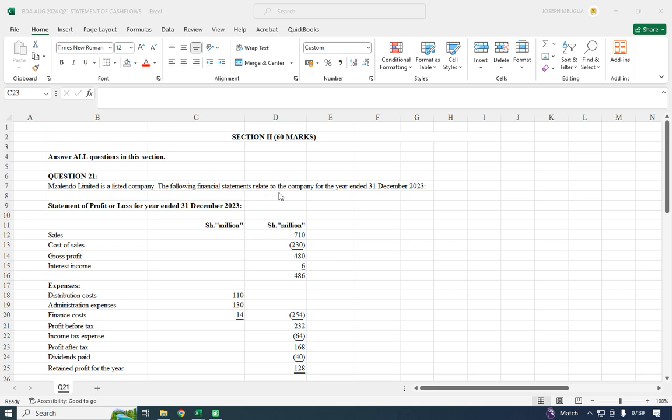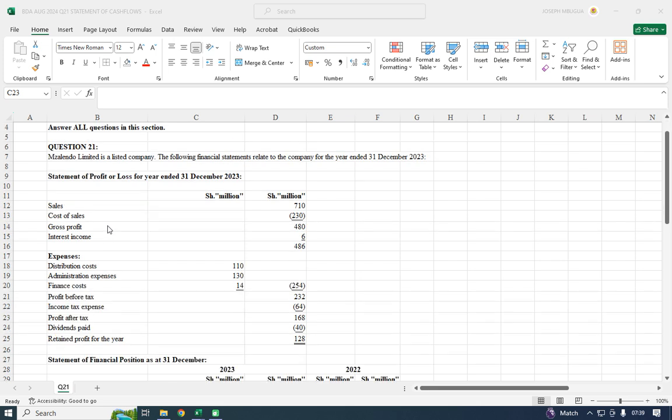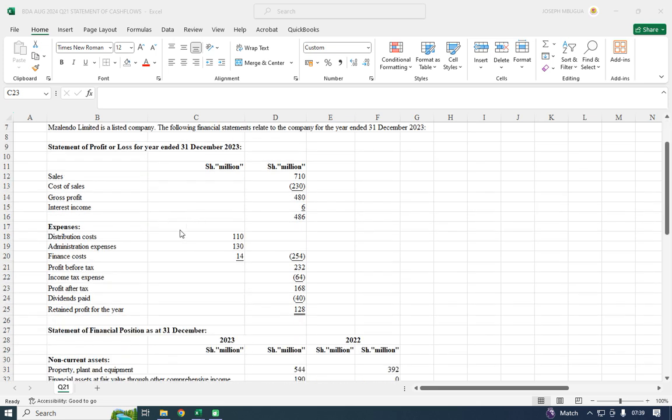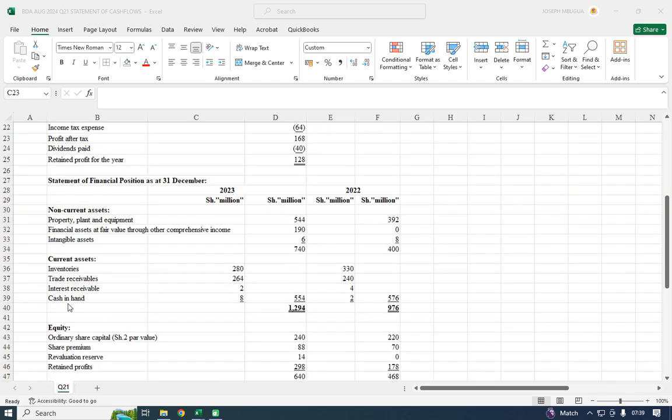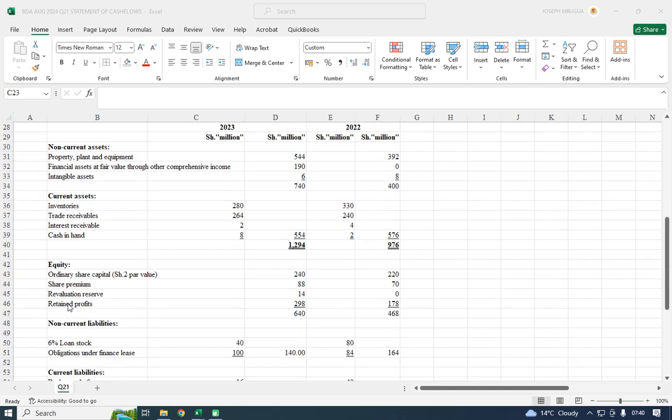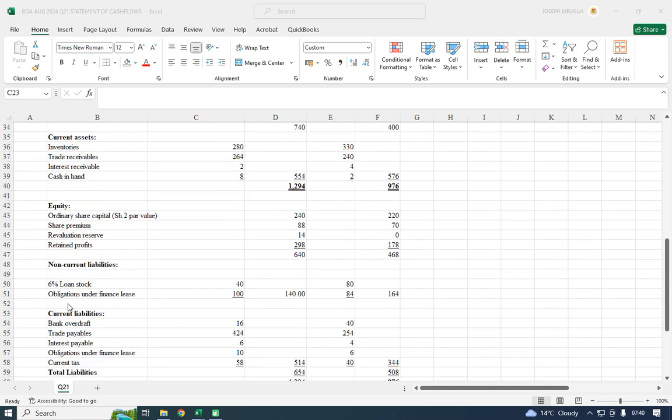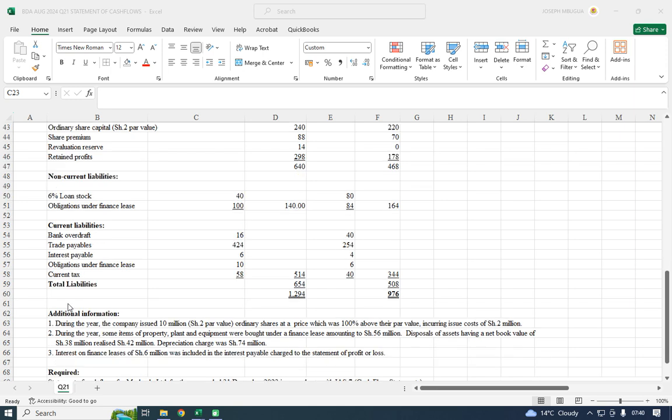The following financial statement relates to the company for the year ended 31st December 2023. We have the statement of profit or loss for the year ended 31st December 2023, and the figures are in shillings million. Sales, cost of sales, gross profit, interest income, the expenses: distribution, admin, and finance, profit before tax. Then you have the income tax, profit after tax, dividend paid, the retained profit for the year. Then the statement of financial position: the non-current assets, current assets, equity, then non-current liabilities, and the current liabilities, and total liabilities there.